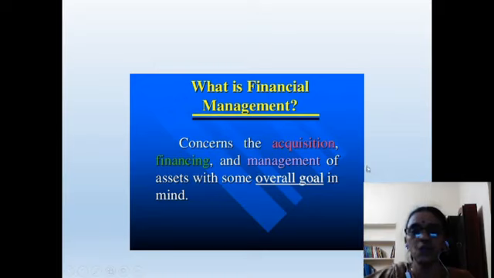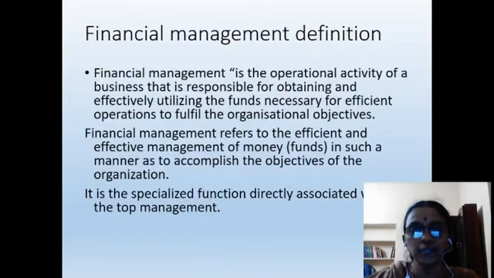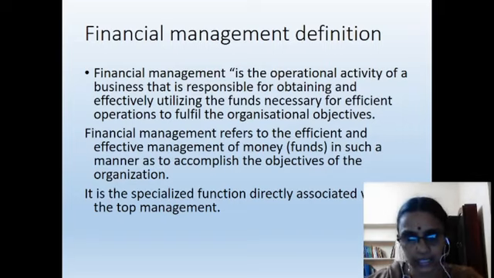So before defining what is financial management, which concerns with the acquisition, financing and management of assets with the overall goal of the organization. So financial management is defined as the acquiring and allocation of money in such manner to accomplish the objectives of the organization, so that the money and the financial resources are effectively acquired and allocated, so that efficiency of the organization can be improved upon.